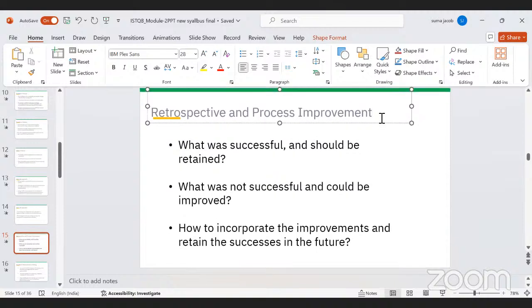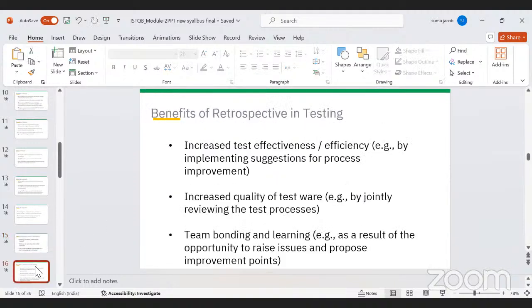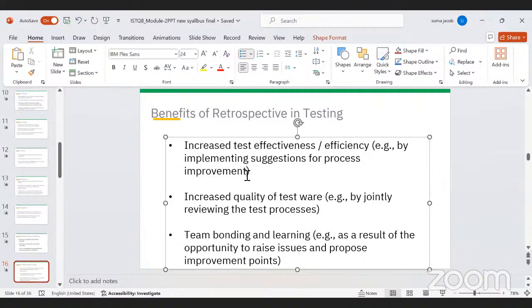So next is benefits of retrospective in testing. So the first one is increased test effectiveness or efficiency. For example, by implementing suggestions for process improvement. So there will be different suggestions for improving the whole process, which can actually lead to more efficient and effective testing practices.